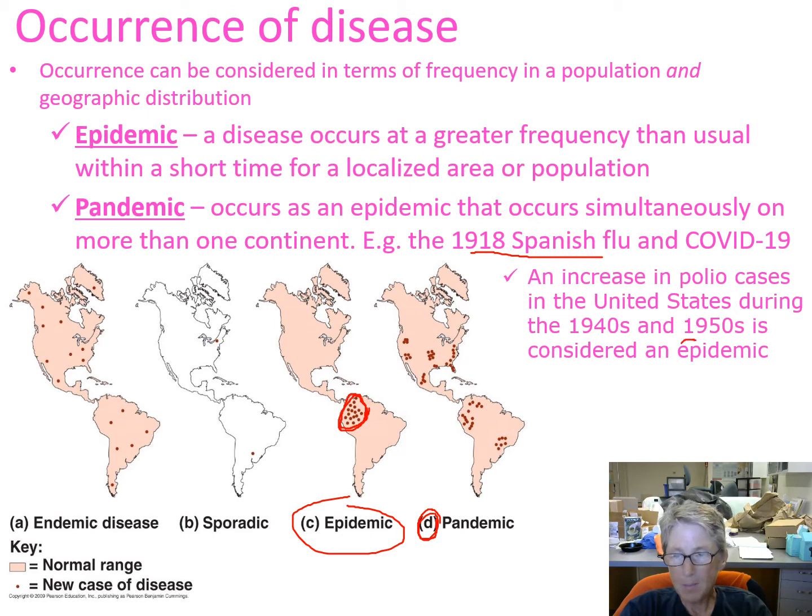A classic epidemic was when we saw an increase in polio cases in the United States. So here, during the 1940s and 50s, would be considered an epidemic, because in the 40s and 50s there was polio in the United States, but it was occurring at a greater frequency than usual.